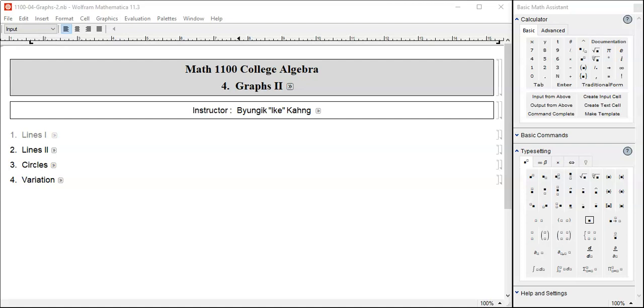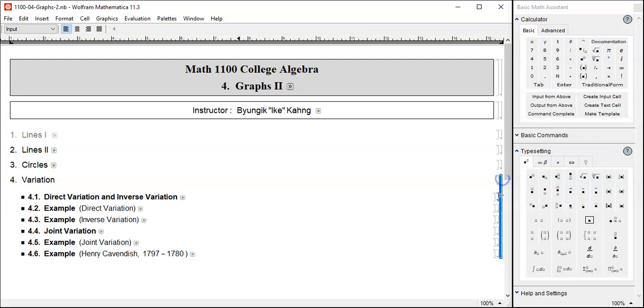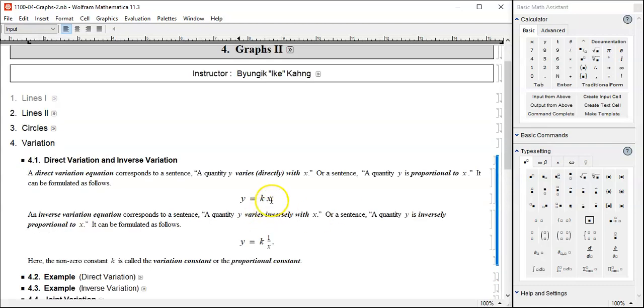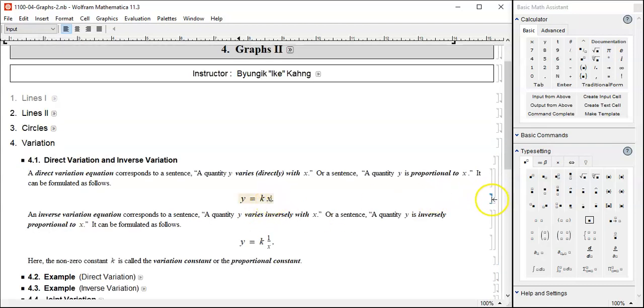Hello students, welcome back. Let us resume our discussion on variation. Previously, we talked about the idea of direct variation and that of inverse variation.